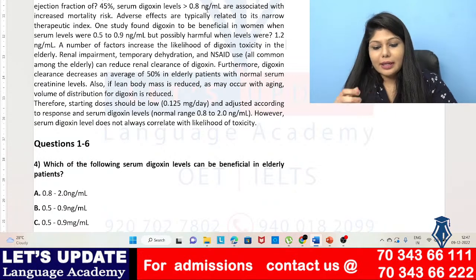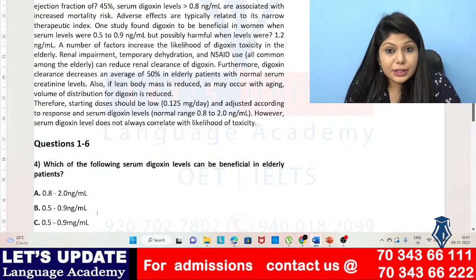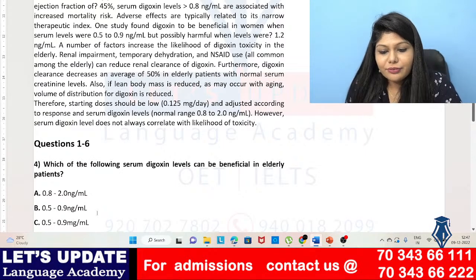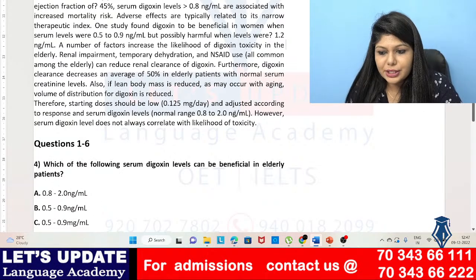Okay, so let me tell you the answer. The answer is option B, which is 0.5 to 0.9 mg per ml. The reason being that the normal range is mentioned here, but that is 0.8 to 2.